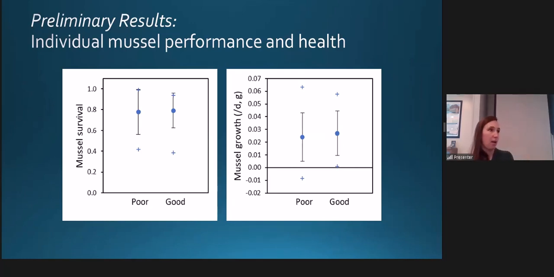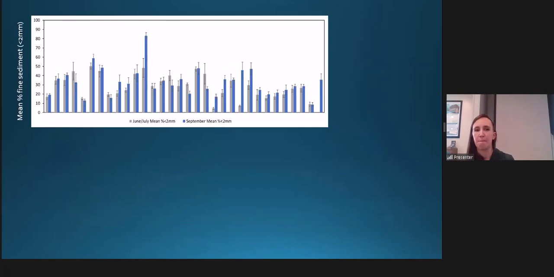Using the Mahi index, we will be able to improve on this by having a quantitative score of what the mussel assemblage health is, and maybe we would expect it aligns with juvenile survival and growth, but we haven't got to that point yet.